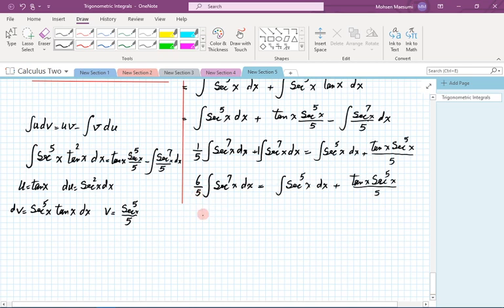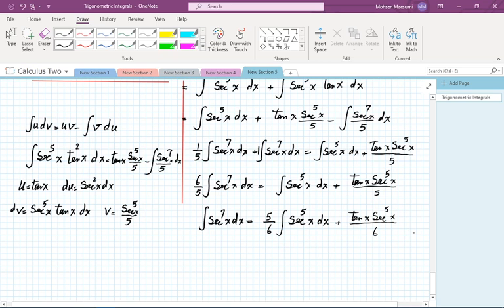I multiply by 5/6 to make my formula clean on one side. Secant to the power of 7 of x dx, multiply by 5/6. This becomes 5/6 times the integral of secant to the power of 5 of x dx. 5/6 times that makes it 1/6, so the 5 cancels that 5. Tangent of x secant 5 of x now over 6. And of course this integral is going to have one constant in it when you perform it, so we might wait until the very end to put that constant.